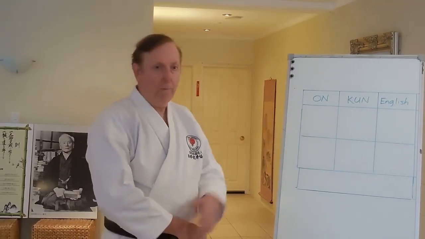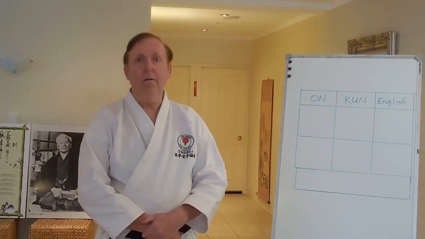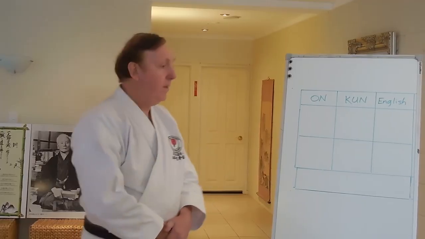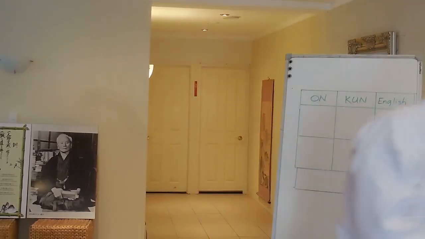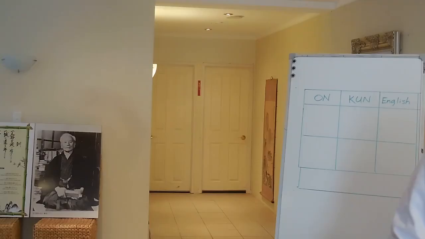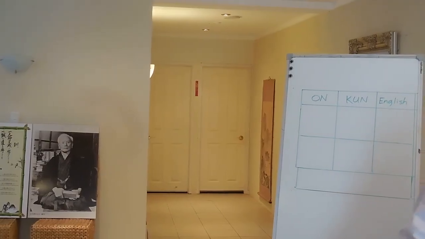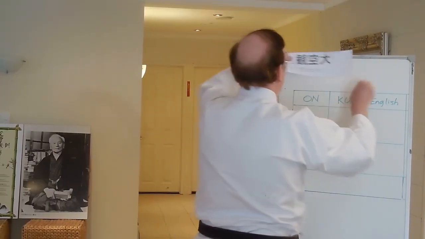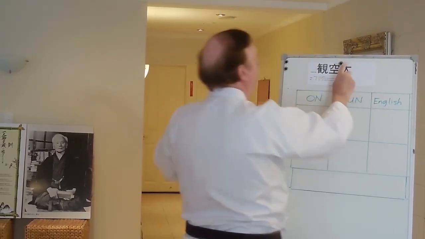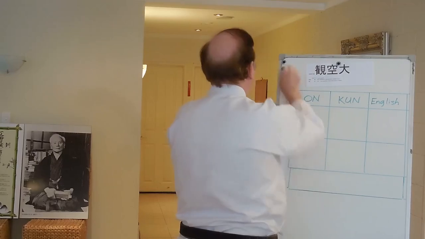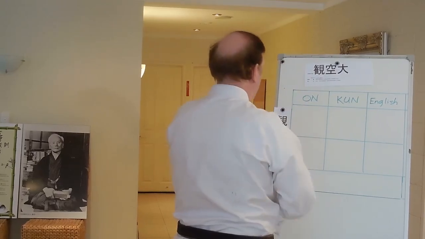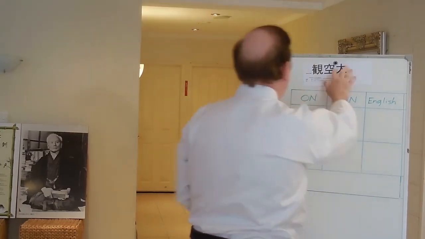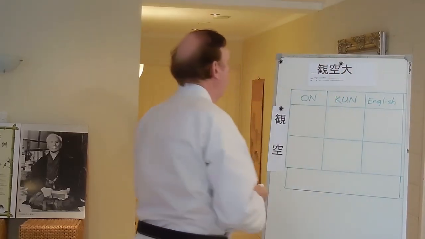So I've left up on the board from the previous lecture, we're talking about the names of the kata, so I'd like to continue where we left off for that particular video. So the next one we're going to take a look at is Kanku. So first of all we have Kanku Dai, and obviously the same kanji will apply to Kanku Sho. So we've just got Dai up here at the moment so you can see what they are.